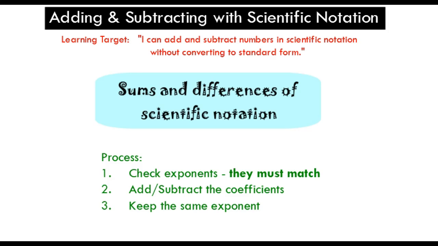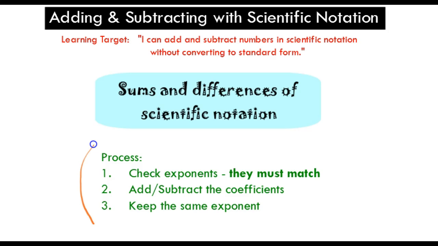This blue box is just another way to write the same thing. Sums and differences is adding and subtracting. So sums and differences of scientific notation is also what this can be called. And there is a process. So the process here says to, number one, check exponents. They must match. So we'll talk about why they must match.